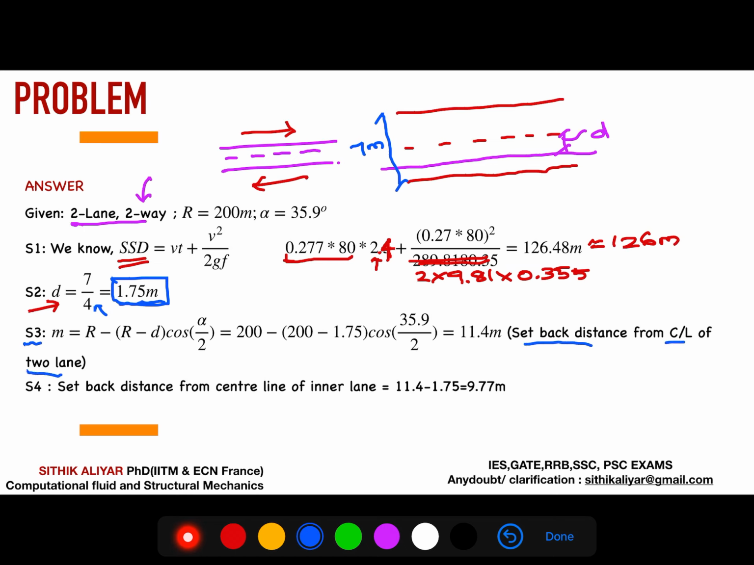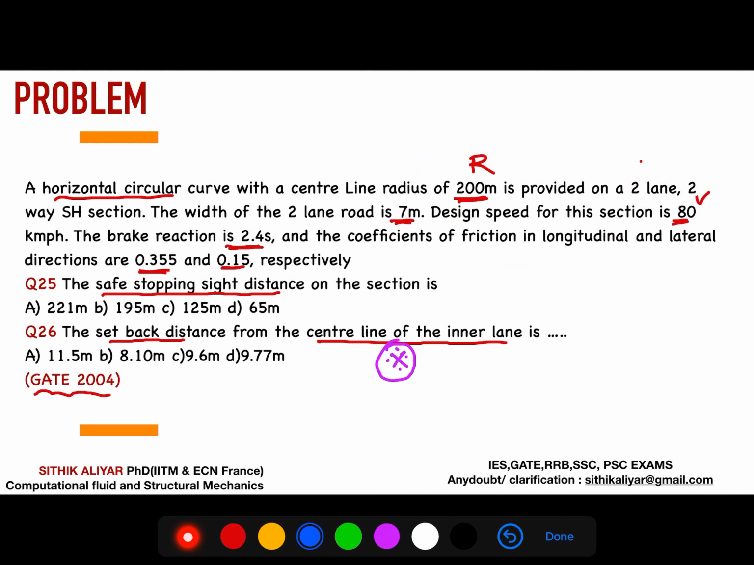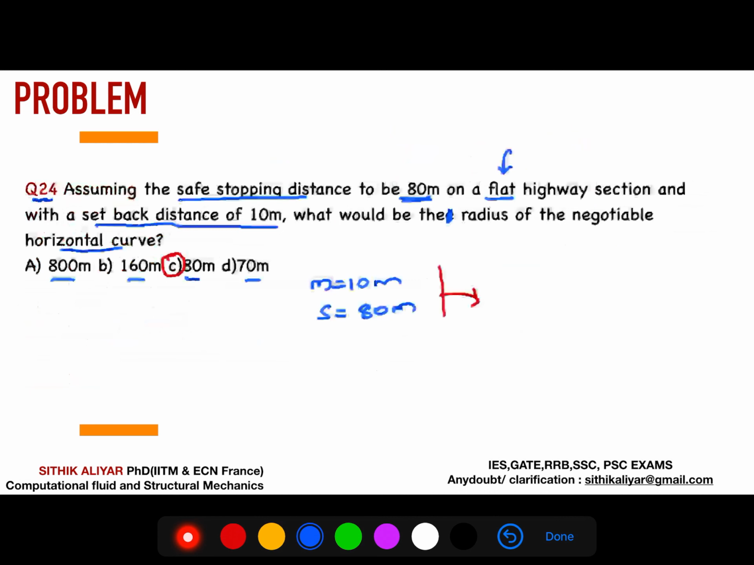To determine from the central line of the road, we can use the same formula we know, r minus d cos alpha by 2. So you can use r radius 200 minus 200 minus 1.75, cos alpha is 35.9. Whether it is given, I think you have to find the alpha also. Give me a second, I will determine this one with this. One second.